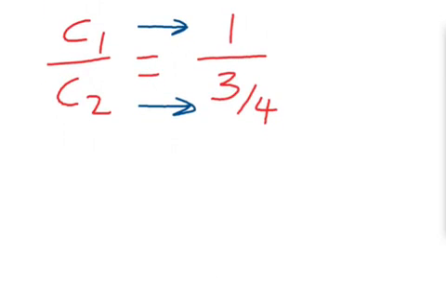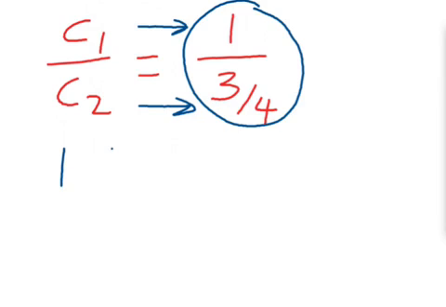Now I will convert this fraction into another kind of fraction, so that the denominator will no longer be a fraction. The denominator will be a whole number. So I will write it like this: 1 divided by 3 over 4. So we can convert this to what? 1 times 4 over 3.